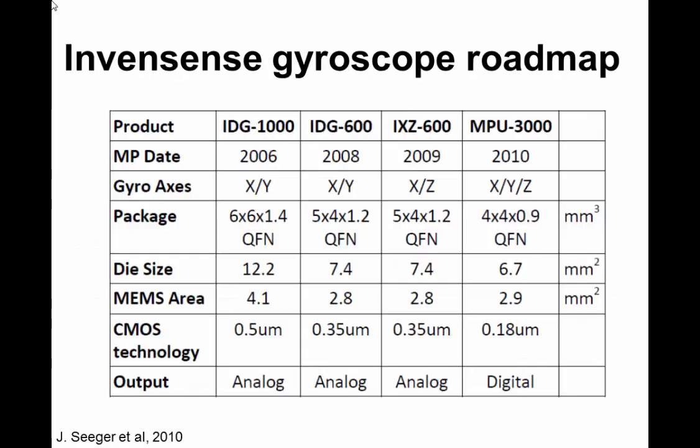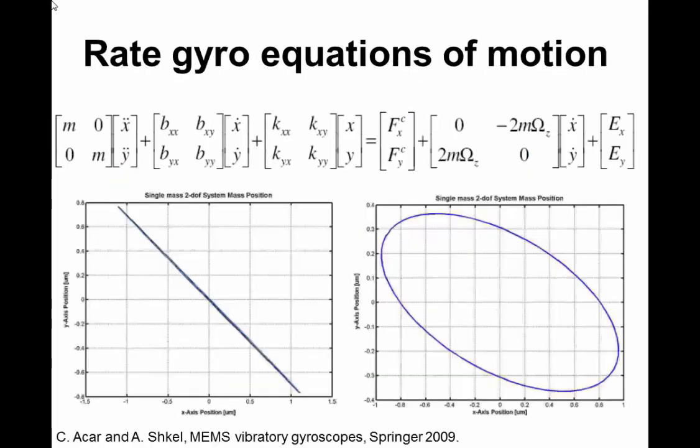Okay, so that is consumer grade gyros. That's the sort of level of modeling that's probably sufficient. Now, if you want to look at higher accuracies, we need to look at some of the issues in terms of the error sources for these gyros and how they arise, both from the mechanics and the interaction of the electronics.